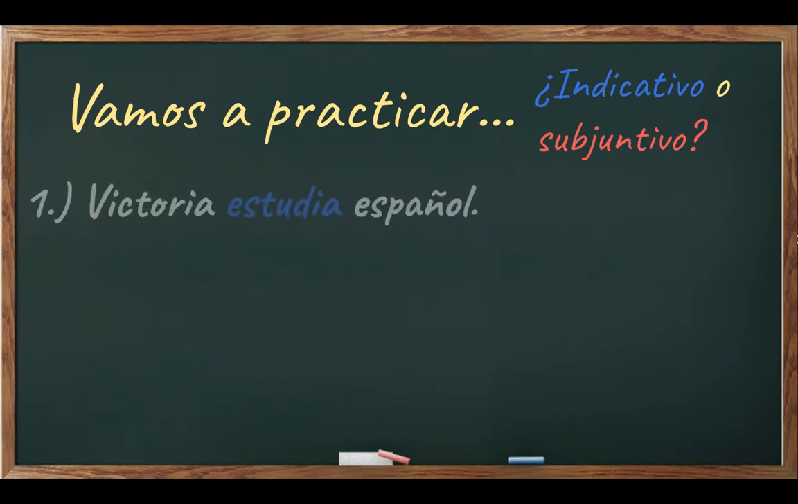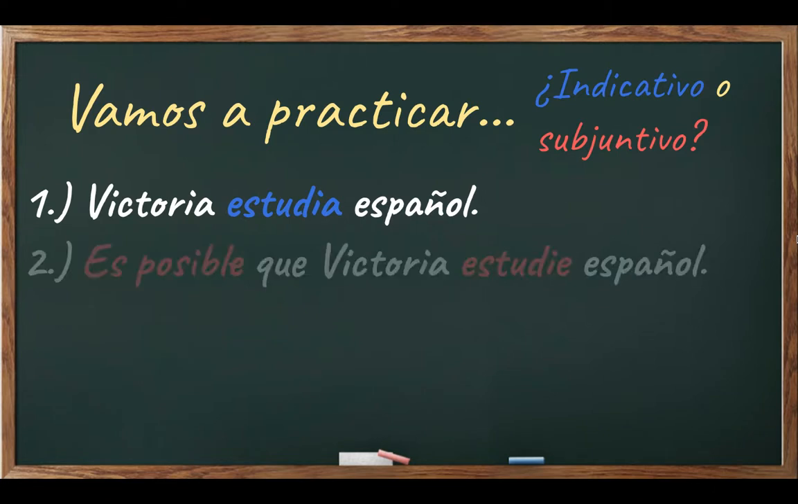Vamos a continuar. Victoria estudia español. So this sentence is using the indicative, and that's because from the perspective of the speaker, whoever is saying this, they know that Victoria speaks or studies Spanish. They know that to be true. It's an objective fact. So they're just stating a fact. So that's a textbook use of the indicative right there.